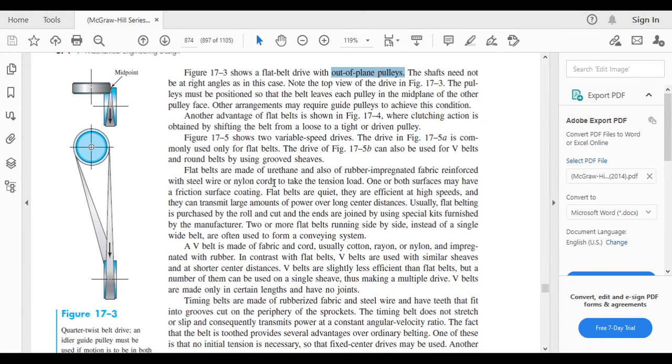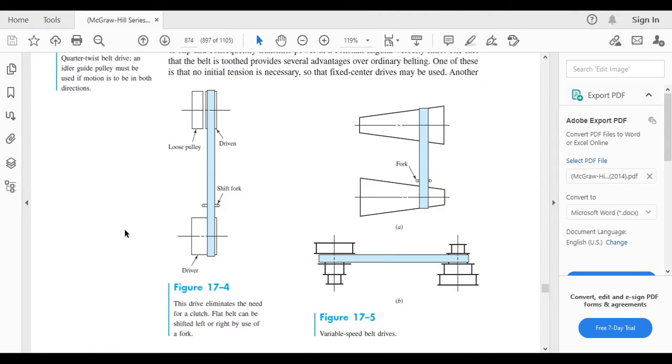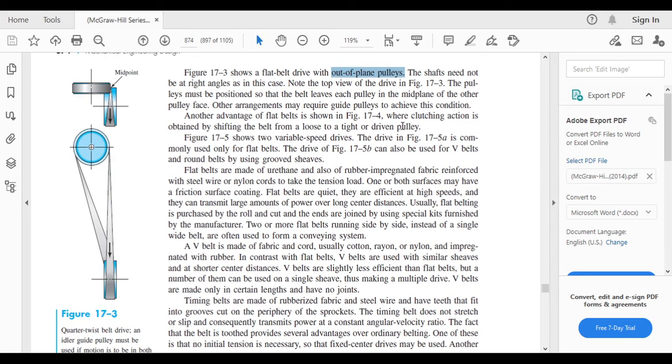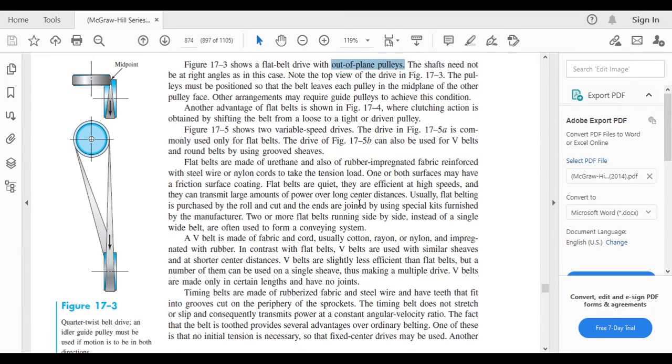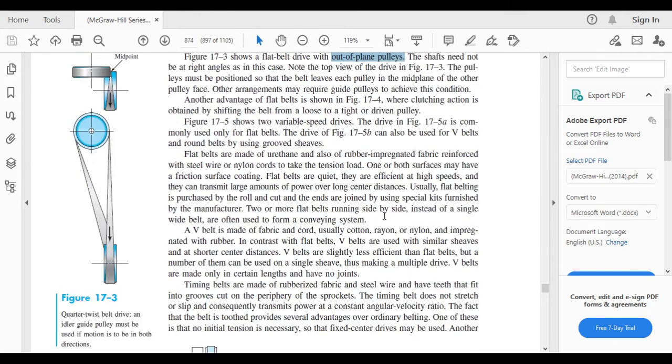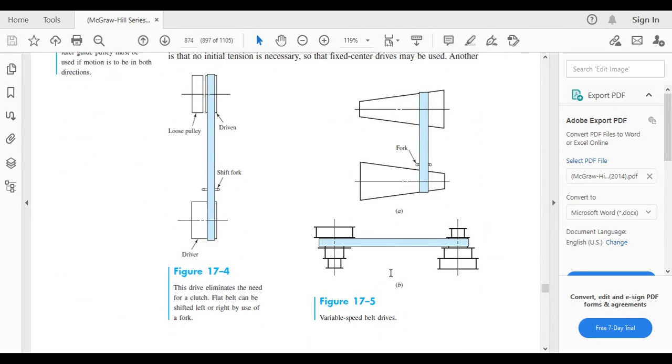Another advantage of the flat belt is shown in figure 17.4, where clutching action is obtained by shifting the belt from a loose to a tight pulley. Figure 17.5 shows two variable speed drives. Figure 17.5a is commonly used only for flat belts. The drive in figure 17.5b can also be used for V belts.